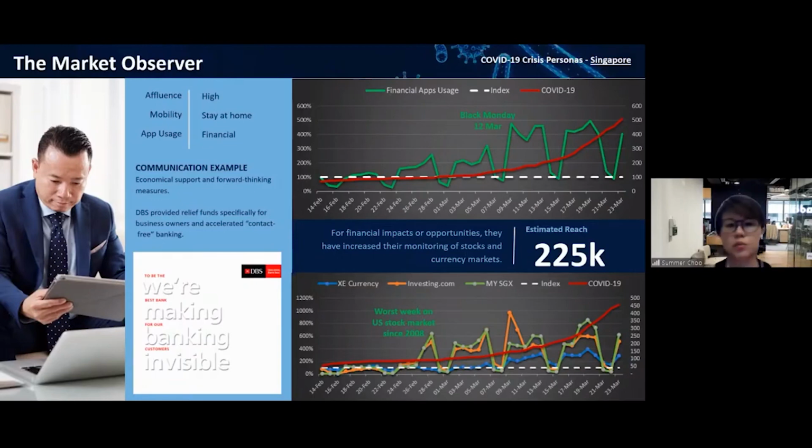Based on this information, what can we do in terms of communication to a group of people that we call the market observer? So brands in the finance sector could look at talking about economic support, forward-thinking measures to help support families, support business owners. And of course, they've also included, accelerated their contactless free banking message as well. And this was done by DBS.